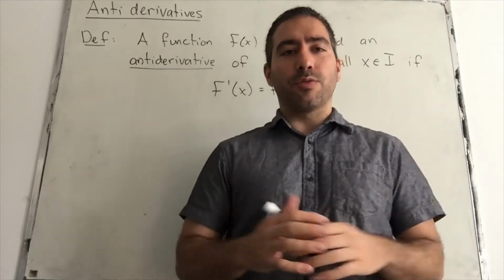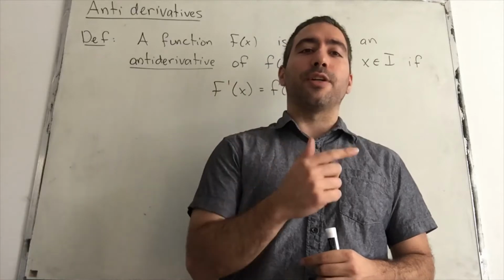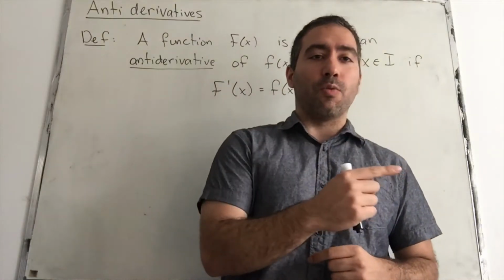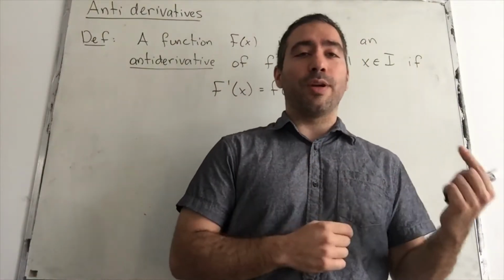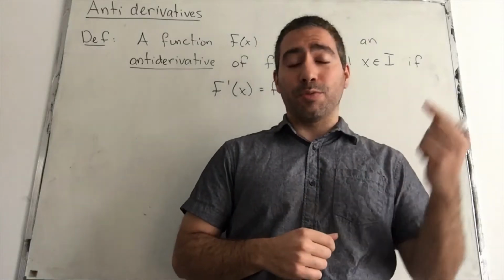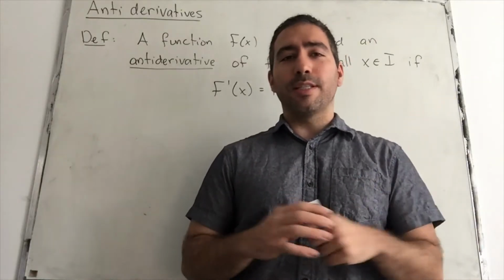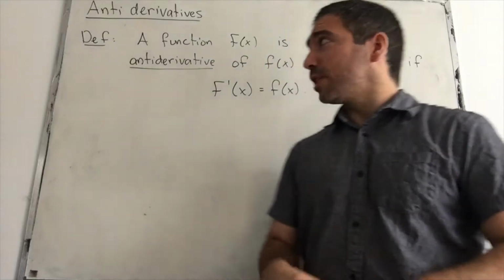So in calculus 1 we saw how to derive functions. So we know how to derive functions in one way. Now in calculus 2 we're essentially going in the opposite direction. Instead of deriving functions, we're anti-deriving functions. And we're going to see why this is useful to us. So let's begin with the definition.